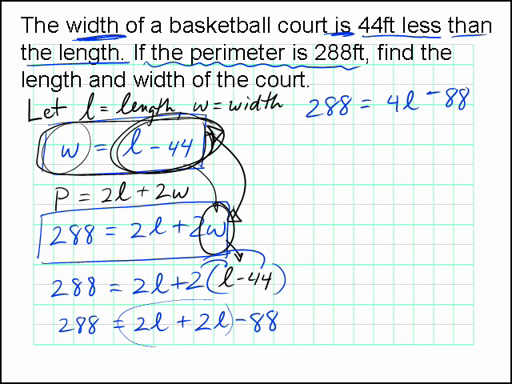Okay. Add 88 to both sides. Let's see what we have here. 288 plus 88 is 376. 376 equals 4L. And then if we divide by 4, we get our length. 376 divided by 4, according to my calculator here, is 94. Okay, so I've got L.